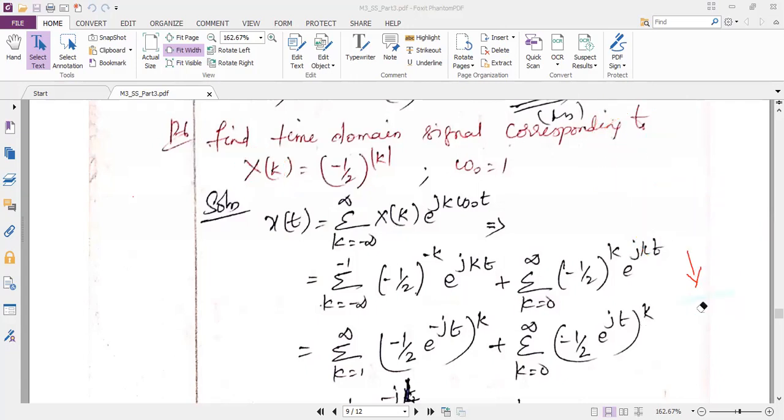So I want you to write the formula. My aim is to find x of t. So x of t is equal to summation k equal to minus infinity to plus infinity of capital X of k e power j k omega naught t. We just write the formula. After writing the formula, I need to split the summation. So how to split the summation?